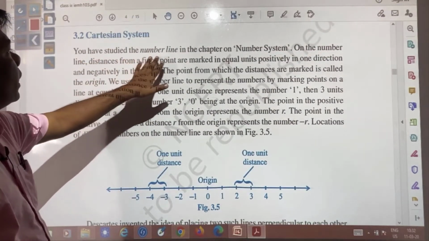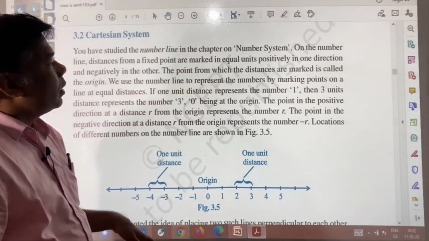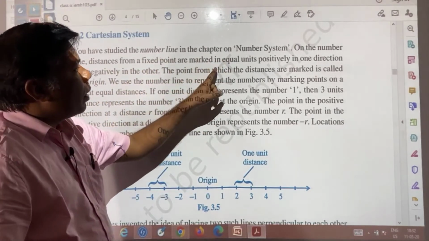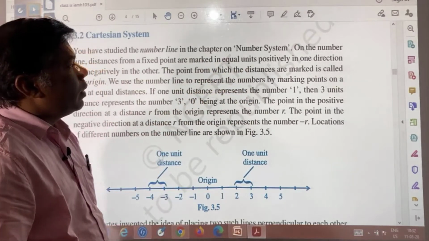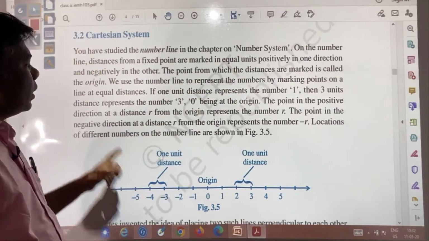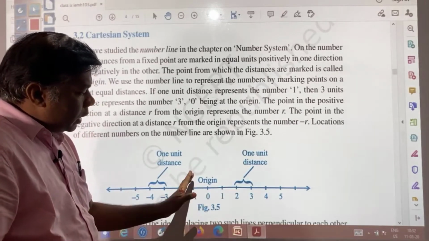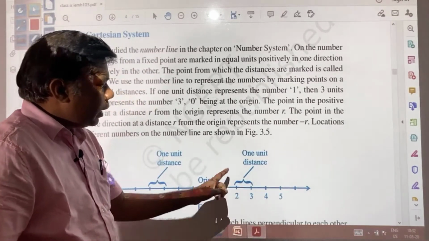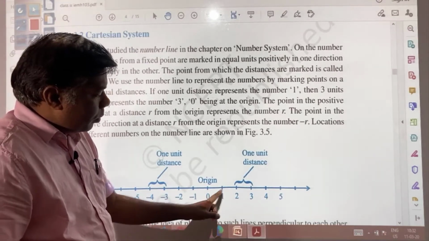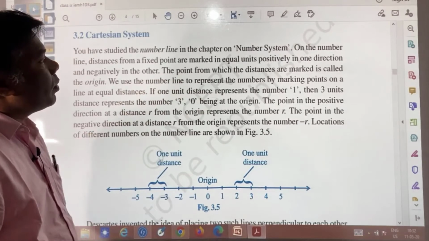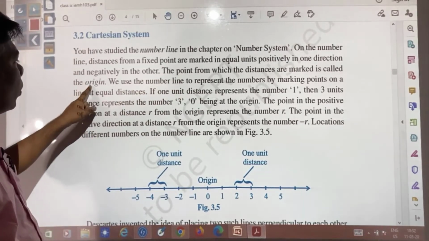You have studied the number line in the chapter on number systems. On the number line, distances from a fixed point are marked in equal units, positively in one direction and negatively in the other direction. Suppose this is your number line, this is your origin. On the right side we take positive numbers and on the left side we take negative numbers. The point from which the distances are marked is called the origin, that you know.